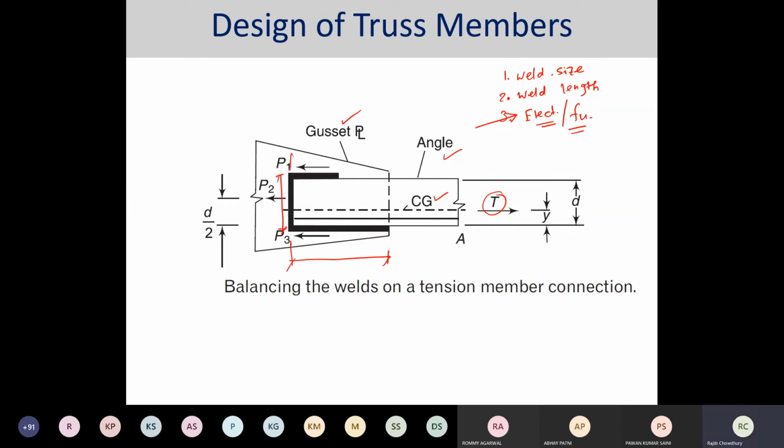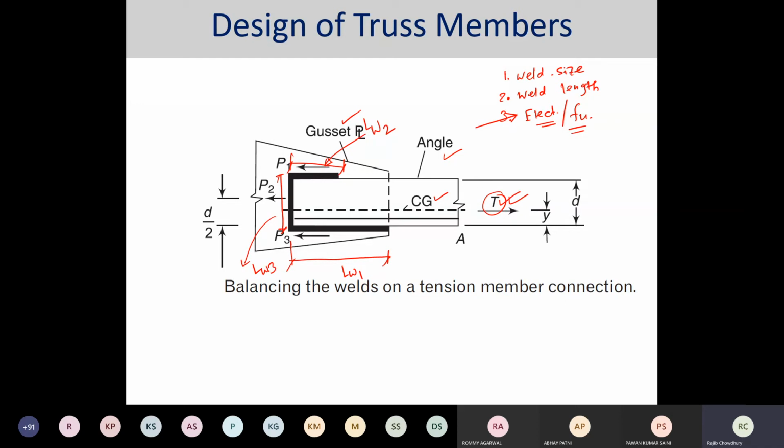How much is the length of this weld? Let's say it is a 3 mm weld or a 5 mm weld. Now your force has been applied along the CG. Let's say this is LW1, this is LW2, length of the weld 1, length of the weld 2, and this is length of the weld 3.